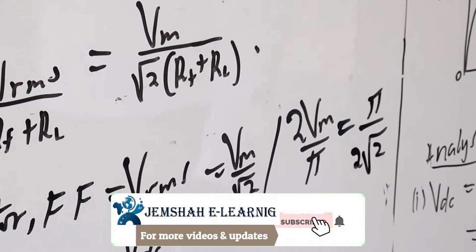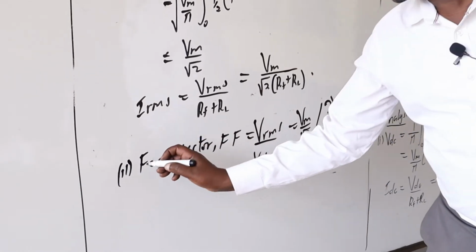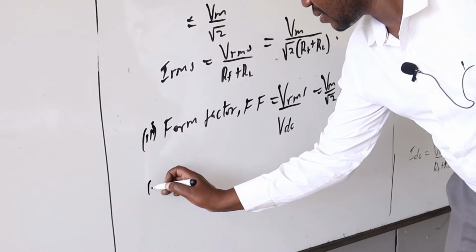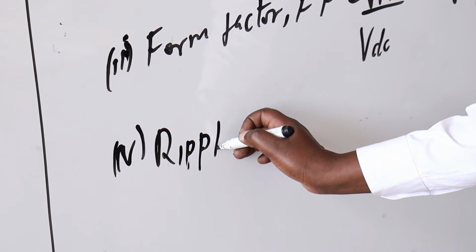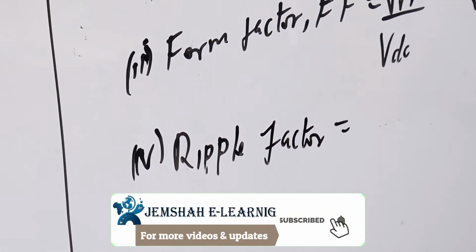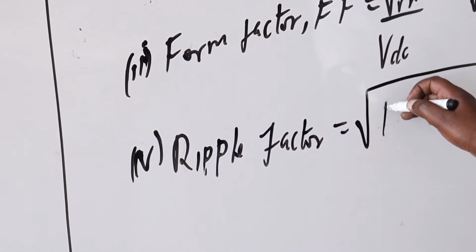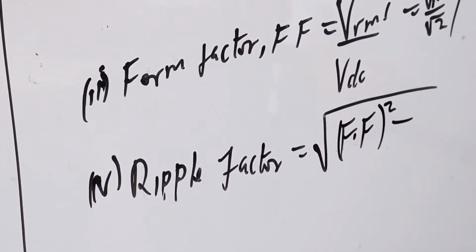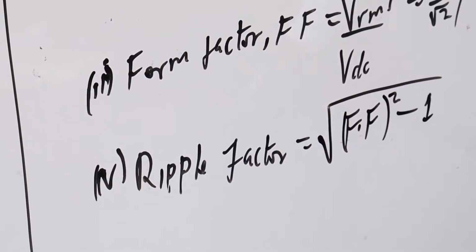Now we know if we have the form factor, we can get what we call the ripple factor. The ripple factor is the square root of the form factor squared minus 1.